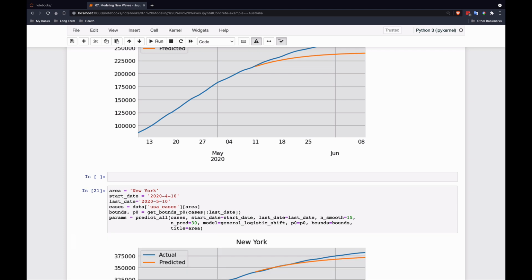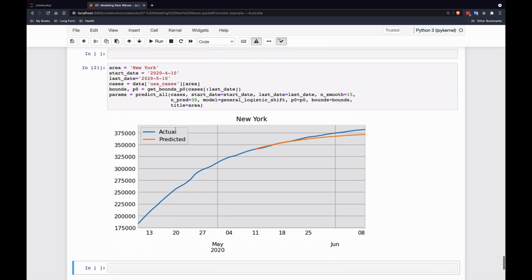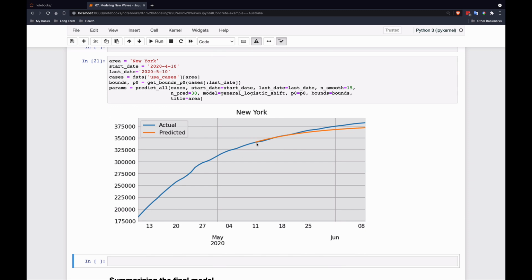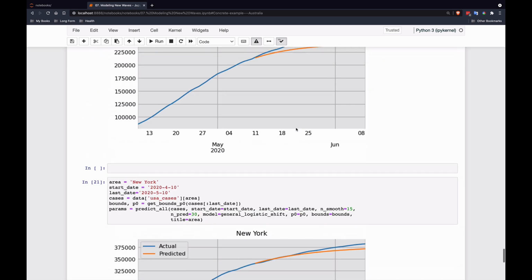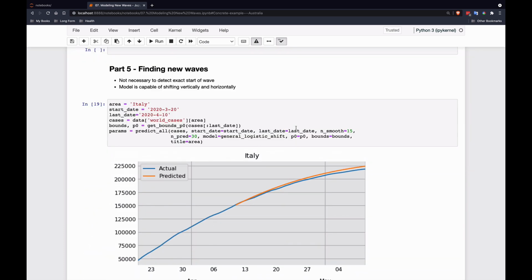And we'll get one more example. Here we're going to look at New York State from April 10th through May 10th. And here, again, there's already been many cases before this. Our model is just starting right here at this point. It sees nothing before this point, and it's able to make a decent model over here for the rest of the curve. So in summary, detecting new waves is not necessary, and that's because our model is capable of shifting both vertically and horizontally.